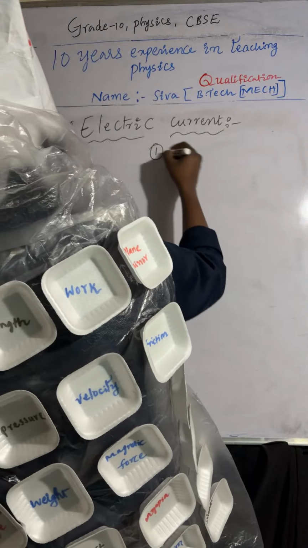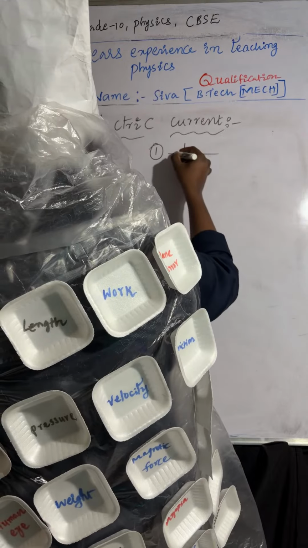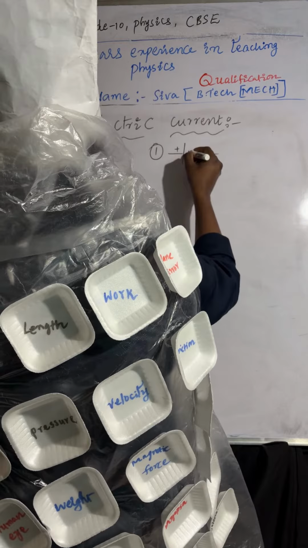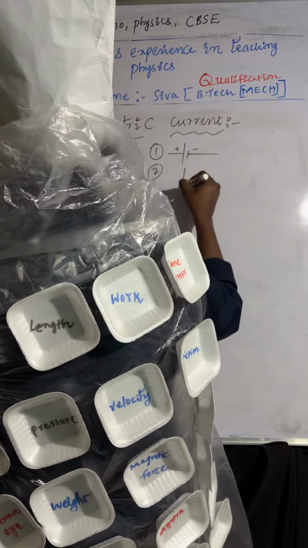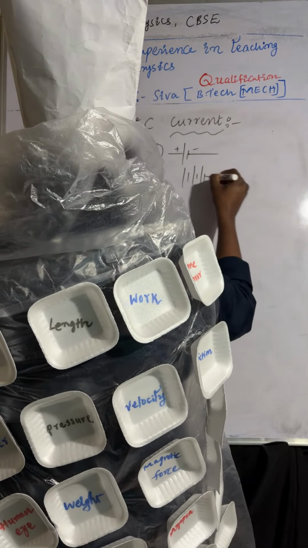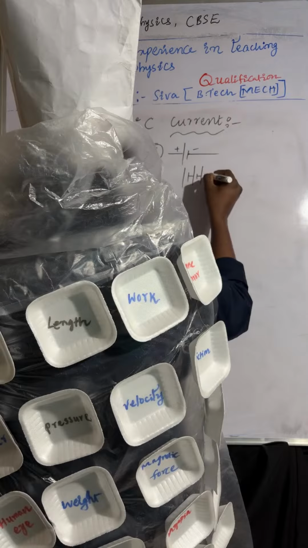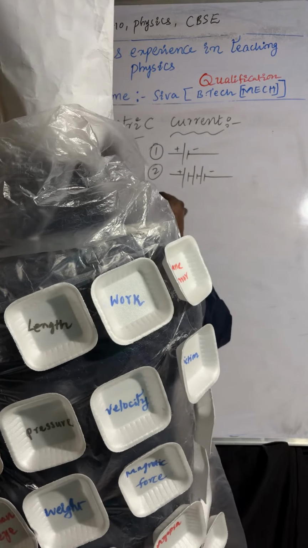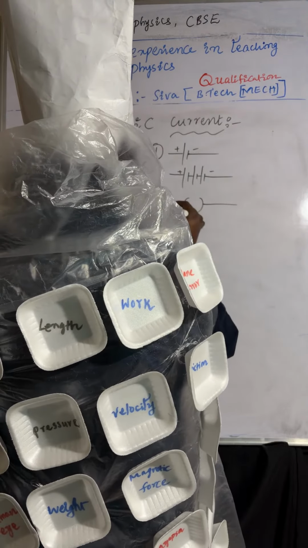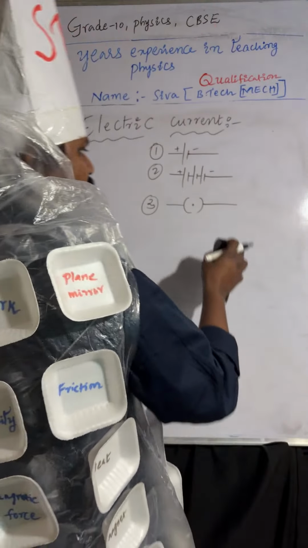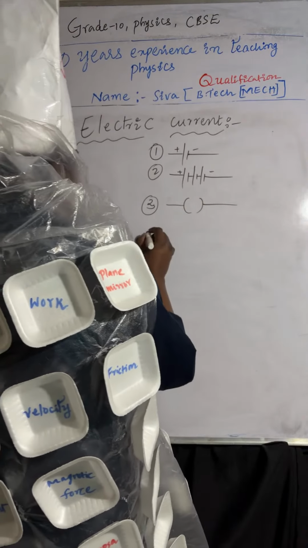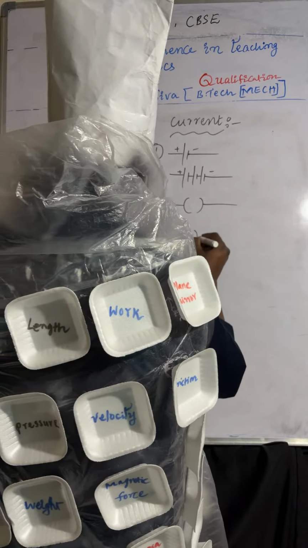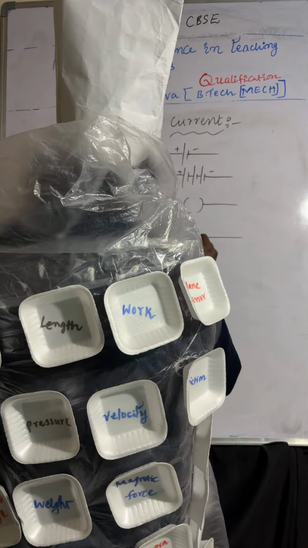The electrical elements are common components. First one is the cell, with positive terminal and negative terminal. Second one is the battery, with positive terminal and negative terminal. Next one is the switch. If the dot is not there, that is an open switch. If the dot is there, that is a closed switch. So this is the open switch, and this is the closed switch.